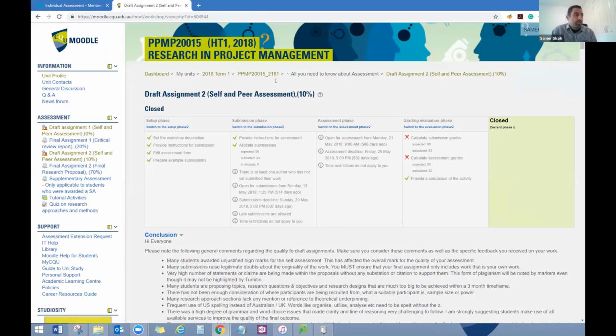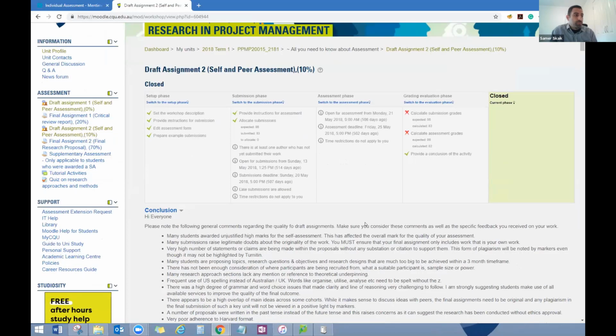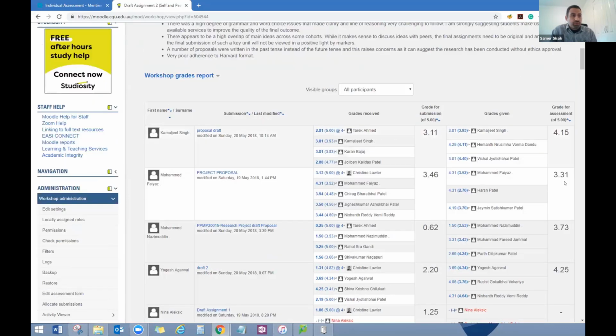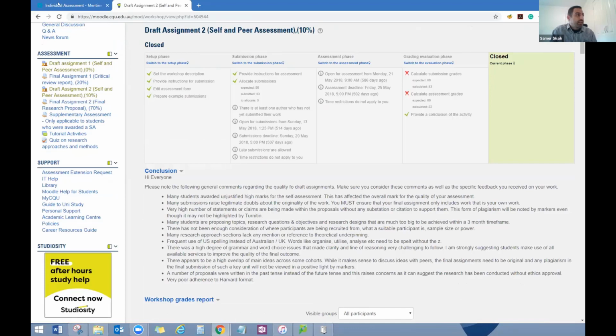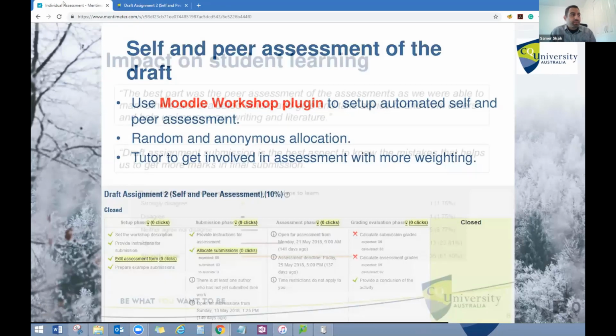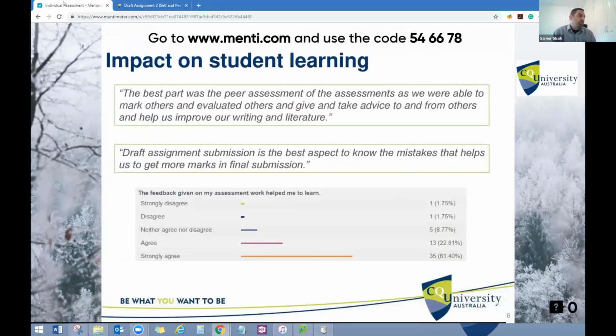and this is how I have incorporated that in one of the units, PPMP 20015 at CQUniversity, and then you provide conclusive remarks, reflection of what you have seen with the students, and this is the way you get the marks. You get 1 mark for the submission and 1 mark for the assessment, and it was quite effective. So we tested that over 2 years, and the feedback that I got from students on their learning experience. So I'll give you a few seconds to read through that.